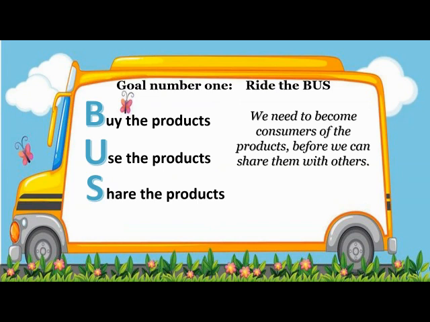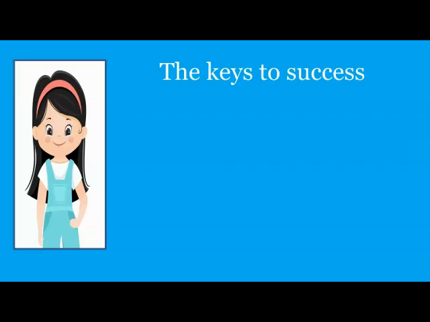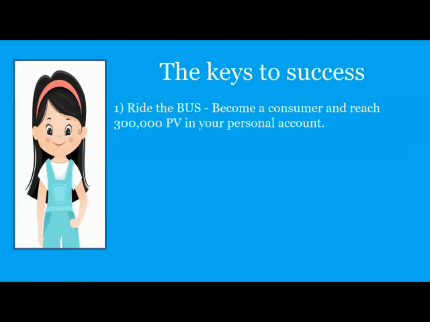And you know what ends up happening? While you're riding the bus, eventually you want to do this as a business. And then that means you have become the bus driver. And it's your responsibility to fill up your bus with 2 rows of passengers. So the key to success: ride the bus, become a consumer and reach 300,000 points in your personal account. Sign up consumers in your downline. You need consumers. You don't need all business partners.